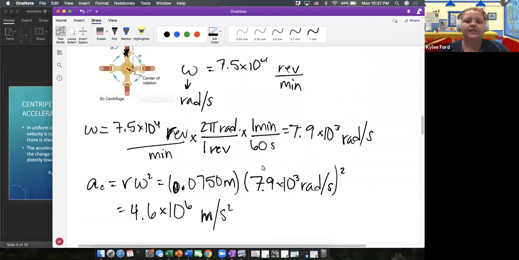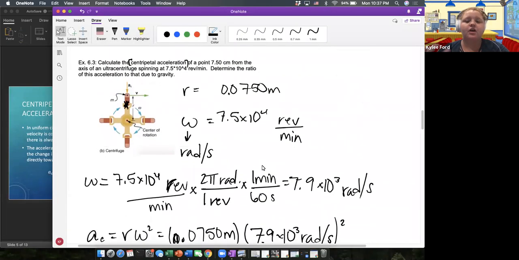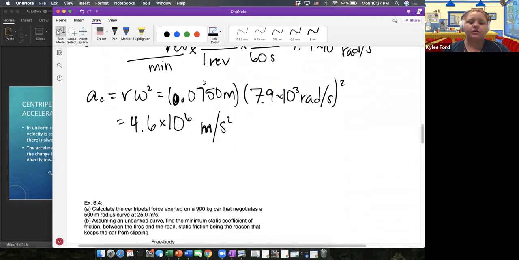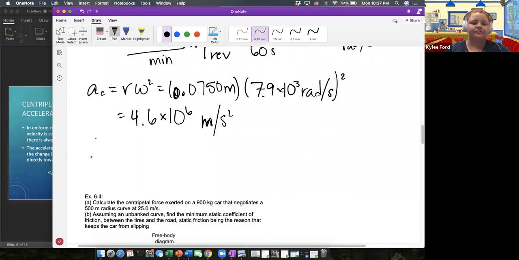Okay, so I just noticed that I did not finish this last problem. It also wanted us to determine the ratio of this acceleration to that due to gravity. So let's go ahead and do that.